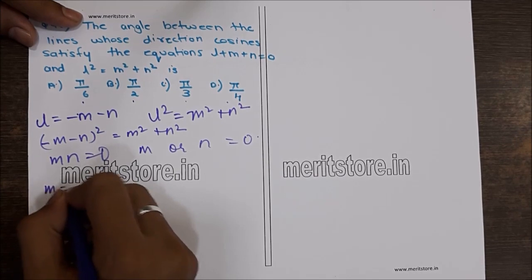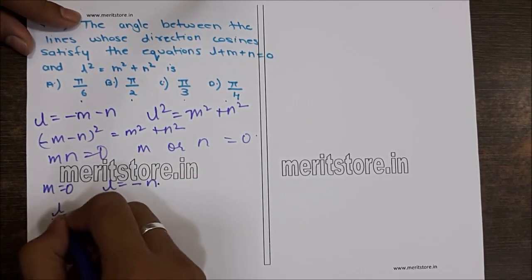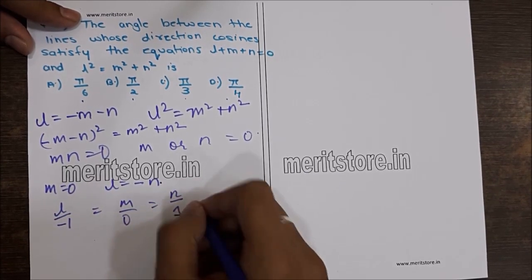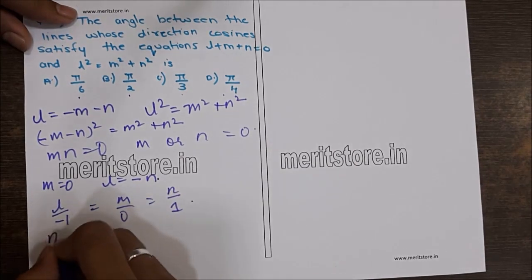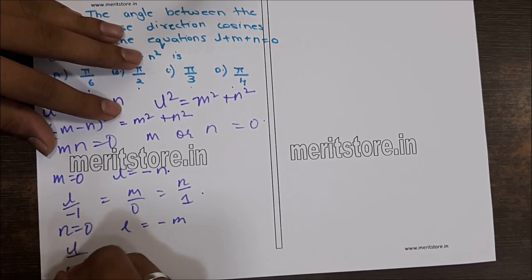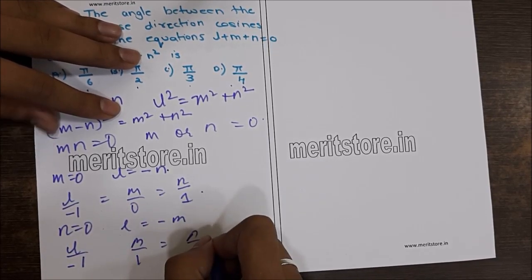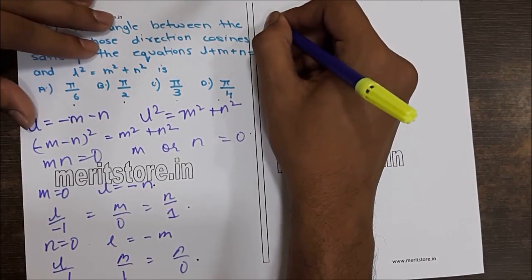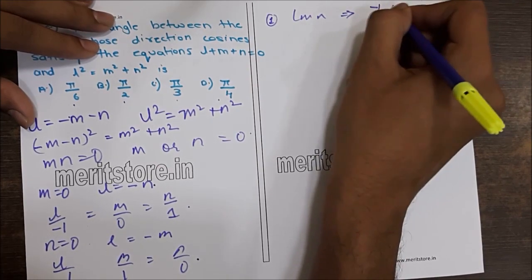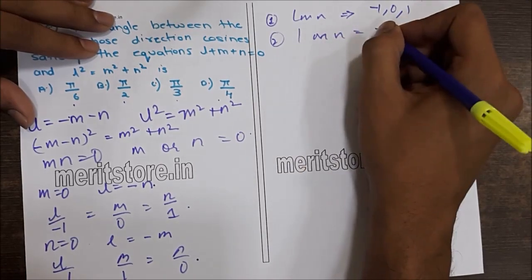Now if m is equal to 0, then L is equal to minus n. So we'll get m by 0 and n by 1. Okay, and if n is equal to 0, then L is equal to minus m. So we'll get L by minus 1, m by 1 and n by 0. So with this we'll get the values of L, m and n as minus 1, 0 and 1, and in the other case it would be minus 1, 1 and 0.